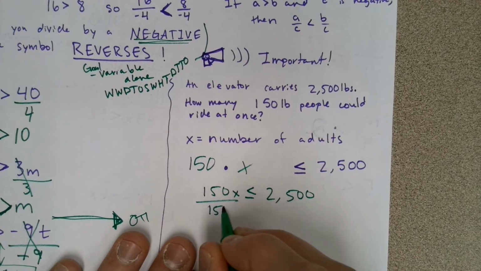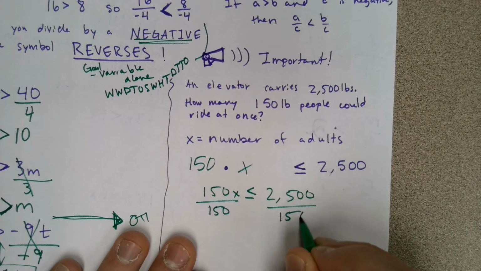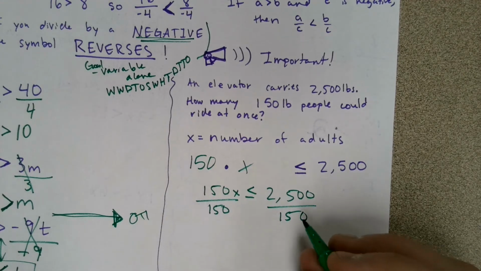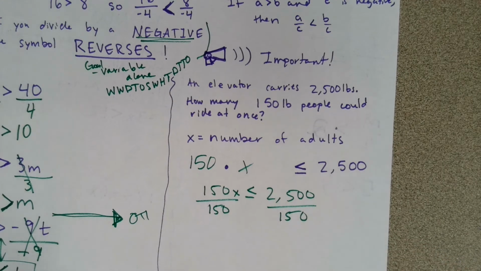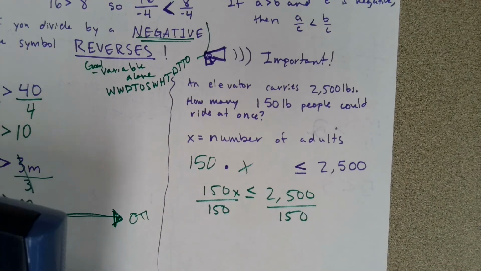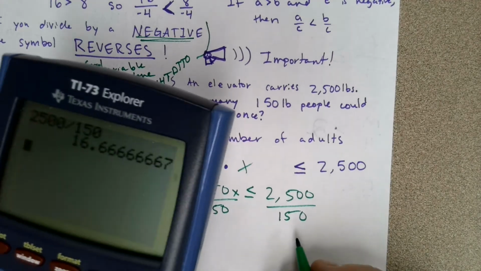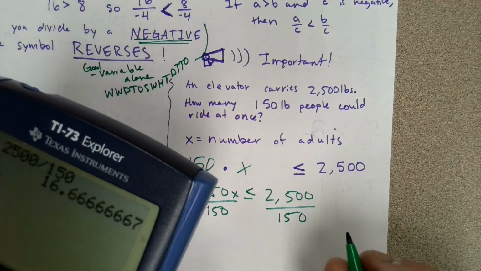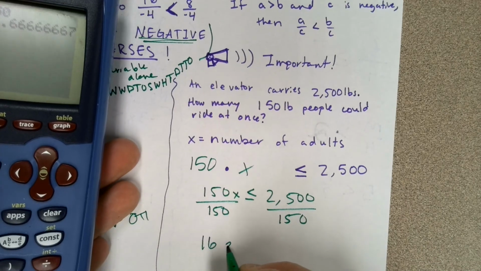Divide each side by 150. We're dividing by a positive number right now. When we divide by a positive number, we do not have to change our symbol. Only when we divide by a negative number. You'll get practice with that on the homework. This isn't going to be an exact number here, but it should be roughly, let's see, I'll punch it in here. 16 and 2/3. So that would be 16 people.